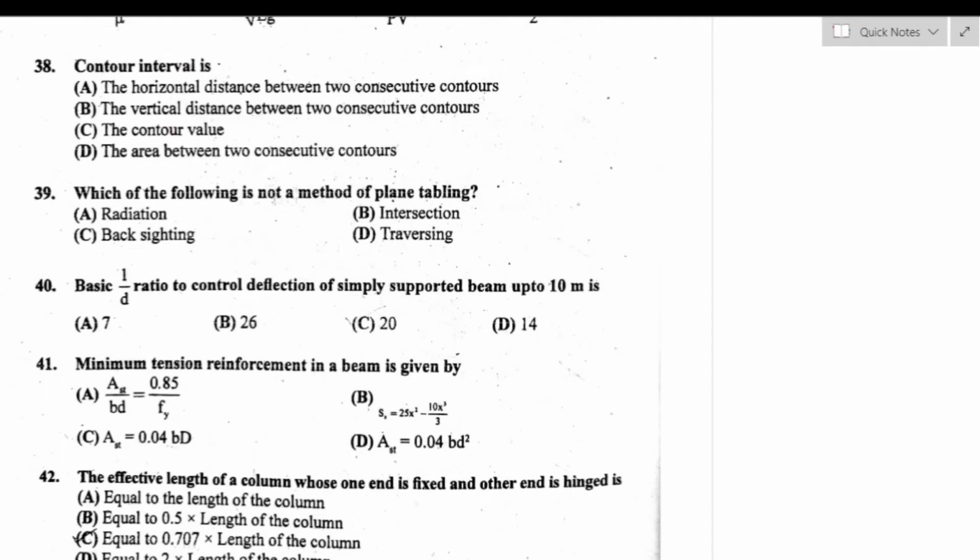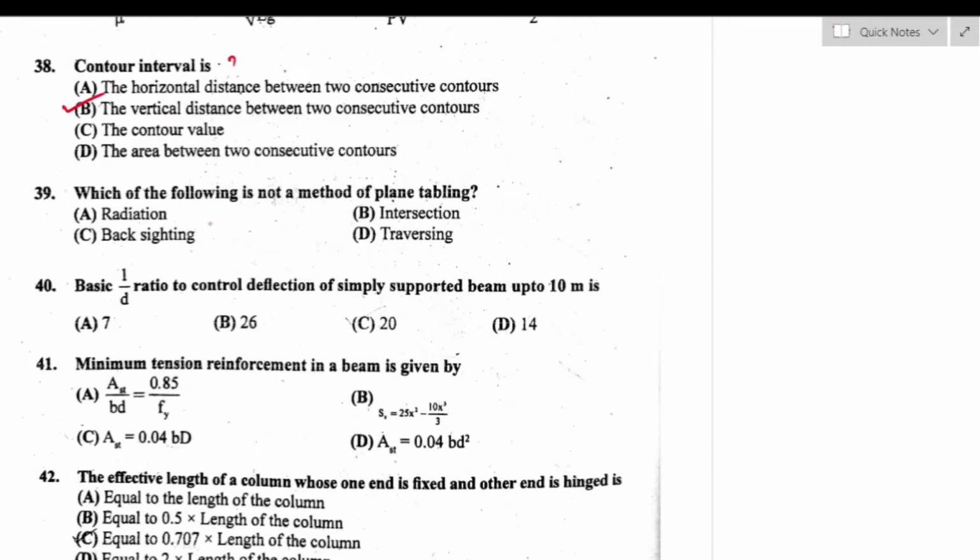Question number 38. Contour interval is. Contour interval is a vertical distance or difference in elevation between contour lines. It is always kept the same or constant for a map. This contour interval depends upon scale of the map, purpose of the map, nature of the ground, time and cost, and slope. So, contour interval is defined as the vertical distance between two consecutive contours. Option B is the right answer.